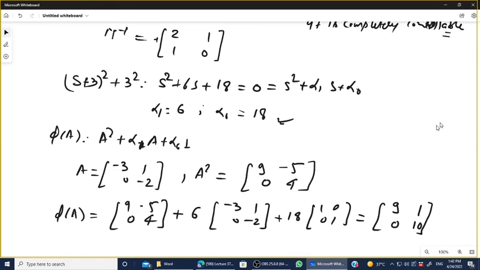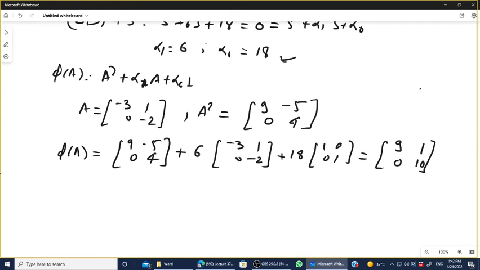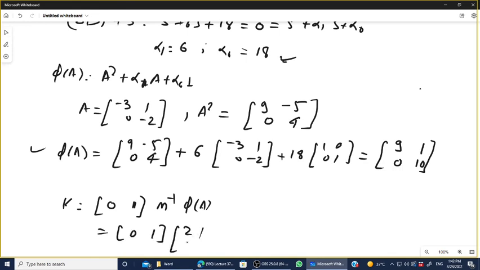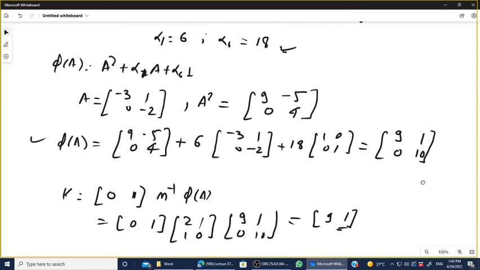So for the K matrix, you have already calculated phi A and M inverse. K is nothing but [0 1], since it is a second order system, times M inverse times phi A. So [0 1], M inverse is [2 1; 1 0], and phi A is [9 1; 0 10]. Calculate this, it will come 9 1, right? So this is the answer. This is all about Ackermann.